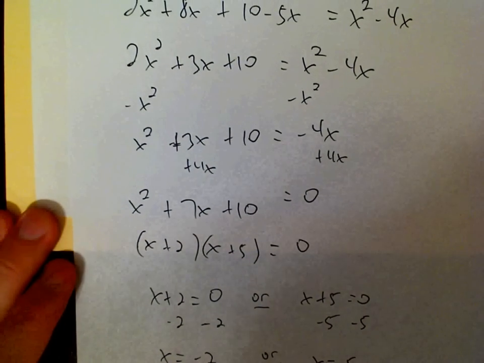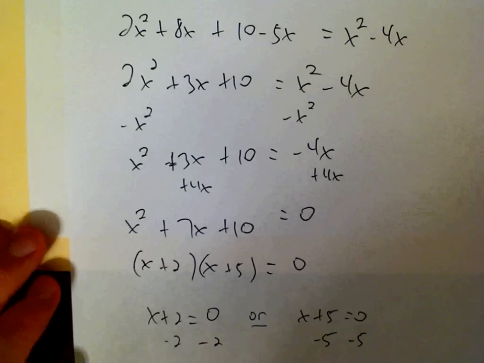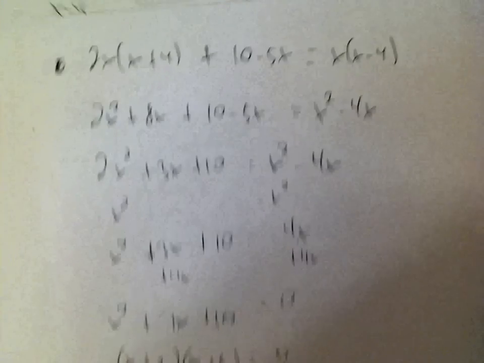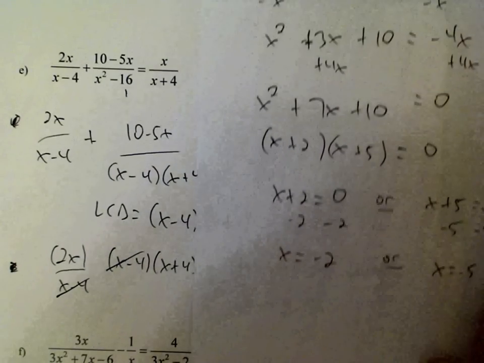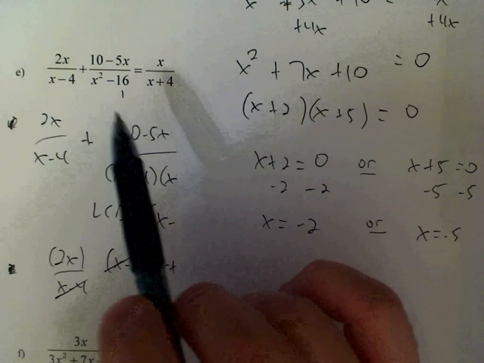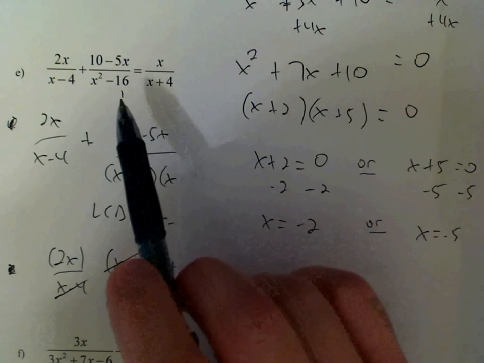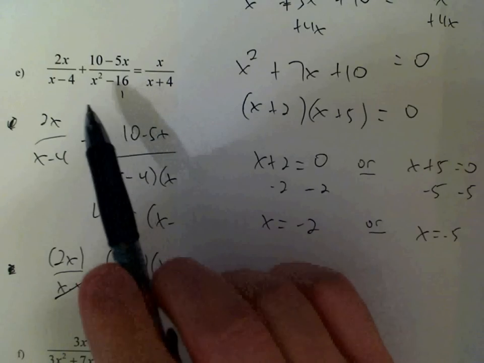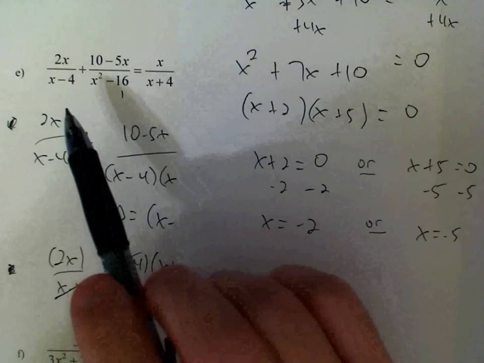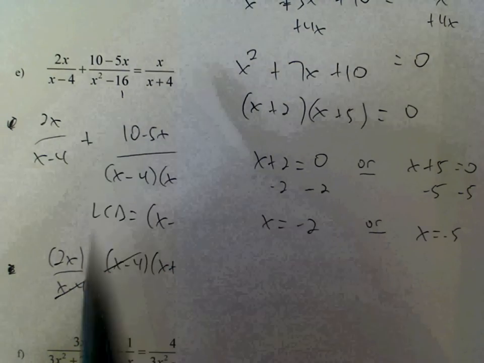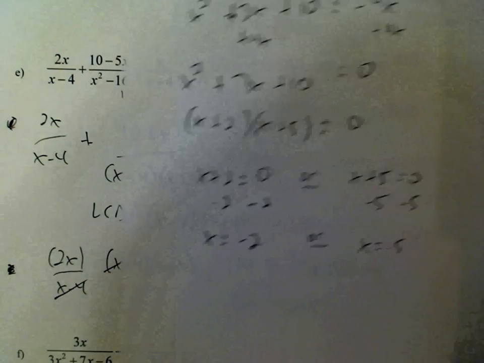Now, I do have answers of -2 and -5. I'm going to come back up here to the original problem and just check to make sure that both these are fine. If I throw in a -2, I don't get division by 0 anywhere. If I throw in a -5, I'm just looking at the denominators. If I throw in -5, I don't get division by 0 either. So both of those are the solutions.